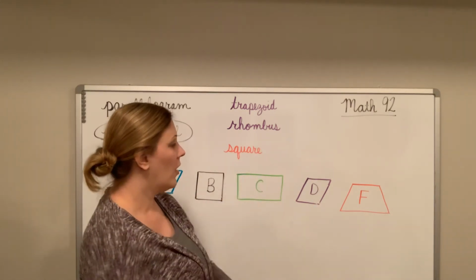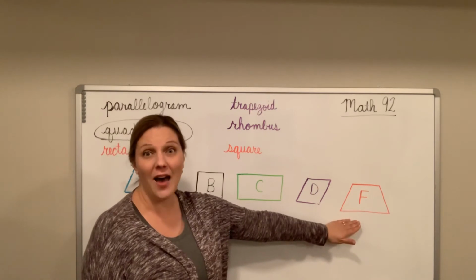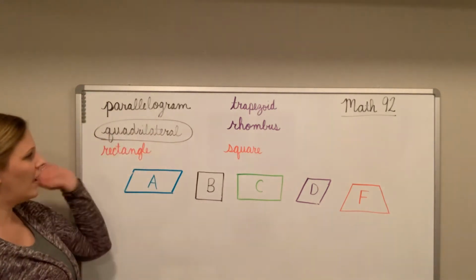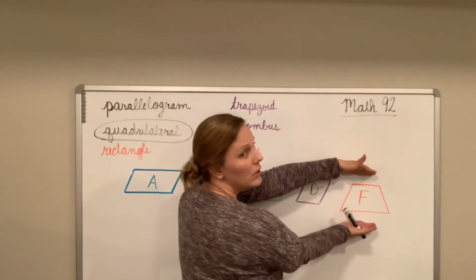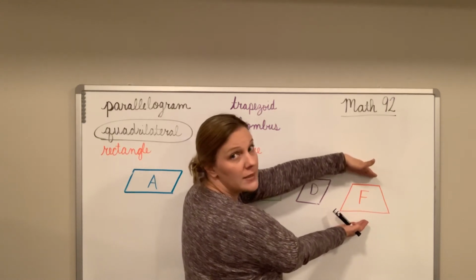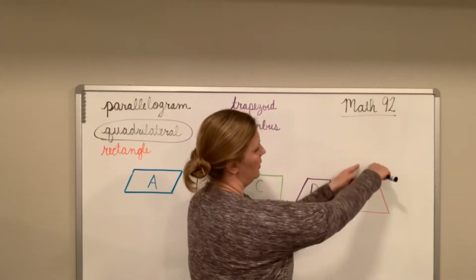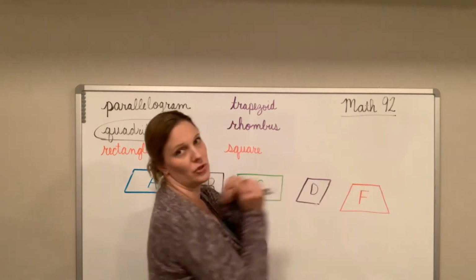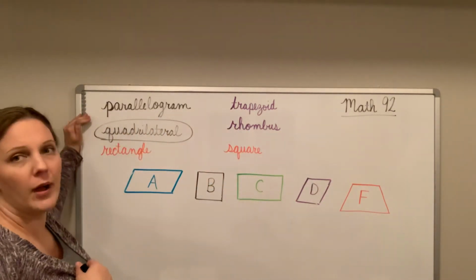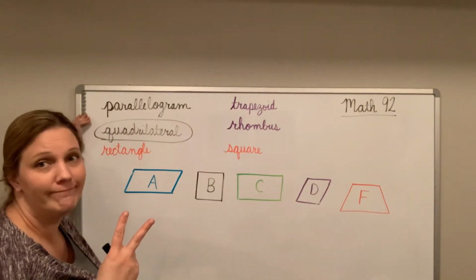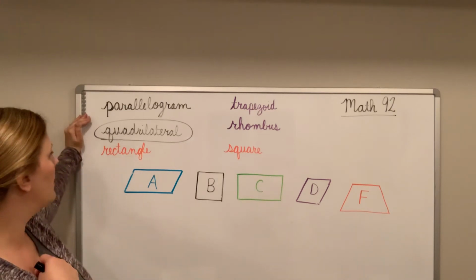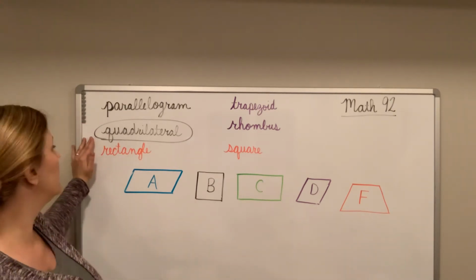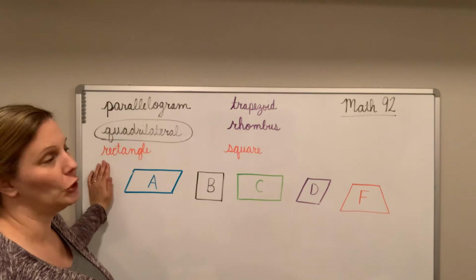So, okay, last but not least, F. Let's see. Well, it's got these two horizontal lines that are parallel, and then it has these two lines that go in, like if it continued up, it'd make a triangle. So, is it a parallelogram? Does it have two sets of parallel sides? Nope, not a parallelogram. It is still a quadrilateral, four sides. Is it a rectangle? Nope.